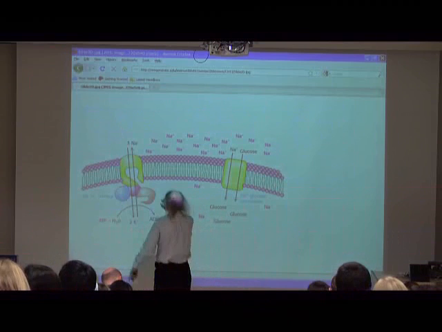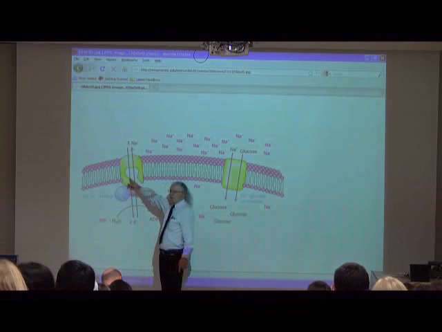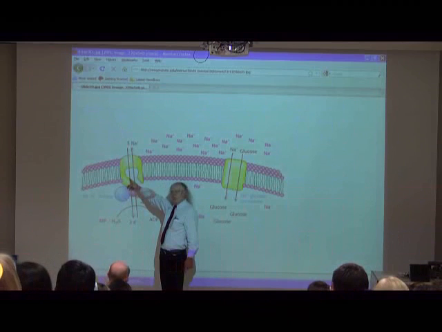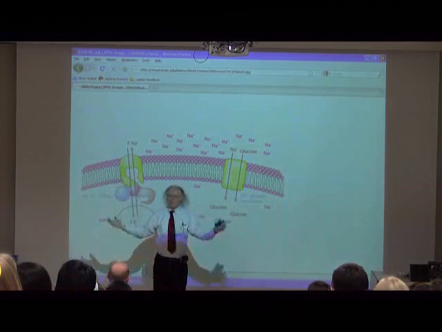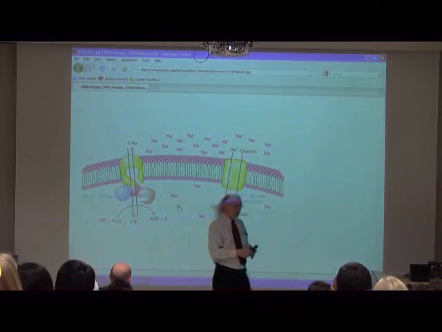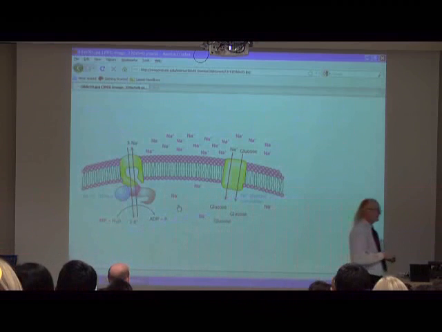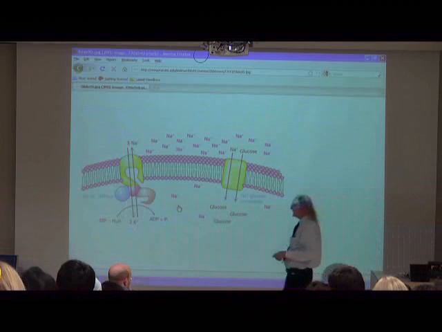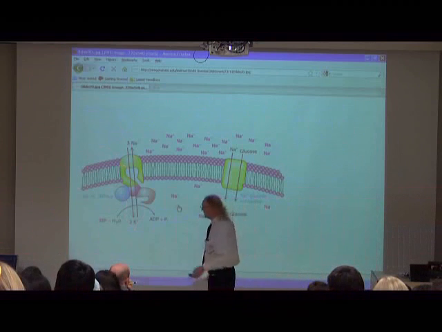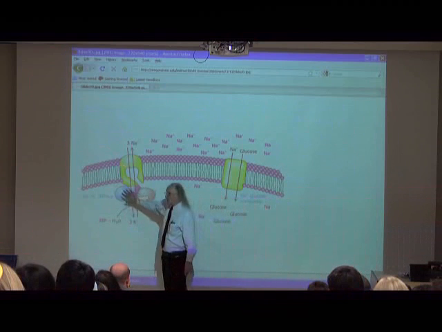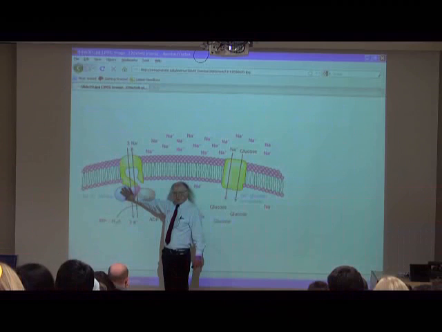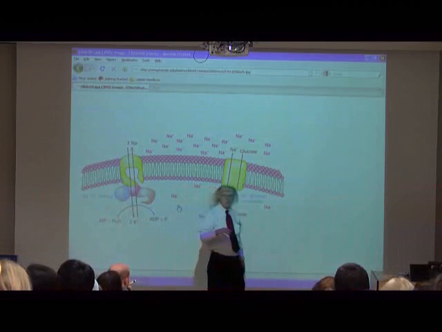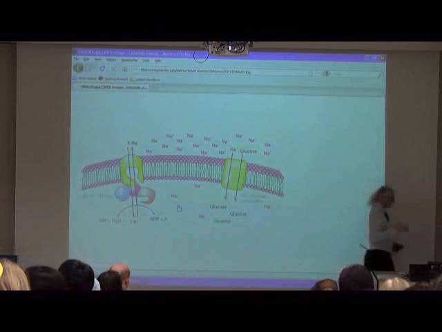If this guy dies, the cell explodes. The cell will engorge with water and it will rupture. That's not a good career move. We don't want our cells to rupture. So the sodium potassium ATPase plays a very important role in balancing that. And as we're going to see, this guy plays a critical role also for nerve cells. This is essential for neural transmission. So we shall see about that.